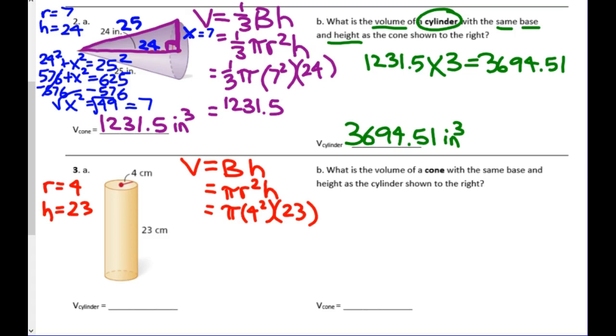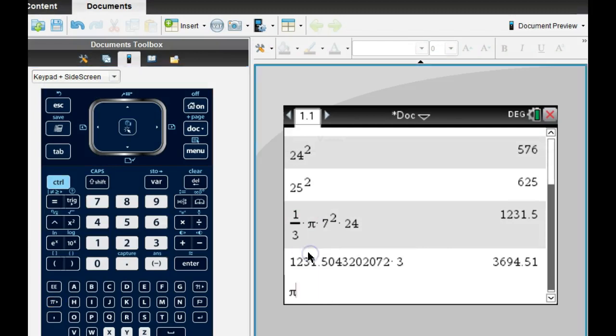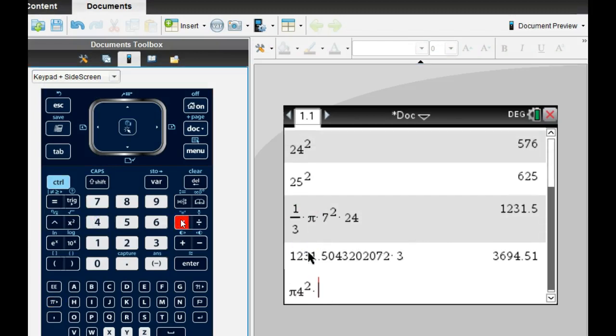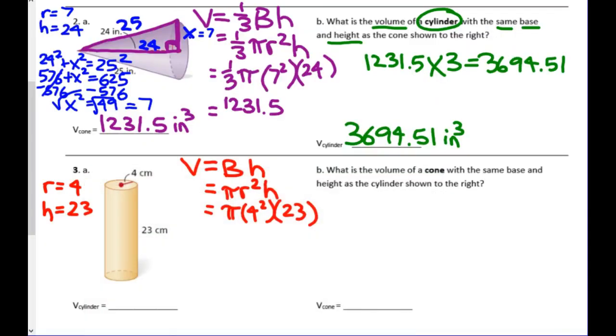And then we go to the calculator, plug it in. 1,156.11. And my units are centimeters cubed. Okay?